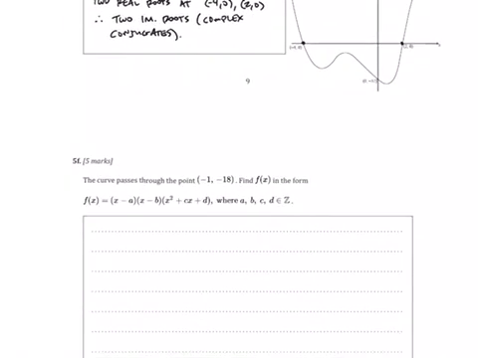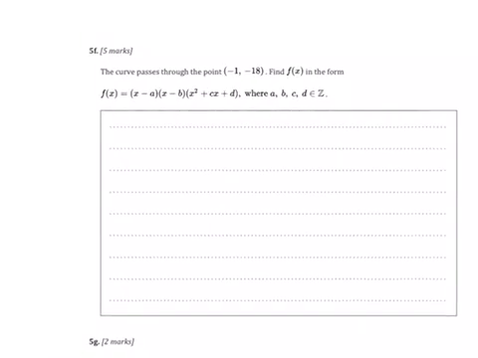So it tells us that the curve passes through the point negative 1, negative 18. Well, we already know our 2 real roots, negative 4 and positive 2, I believe it was. So I can go x plus 4 and x minus 2. And then all I have to do is solve for c and d. And I can do that by plugging in a negative 1 for x and getting out a negative 18. So let's do that.